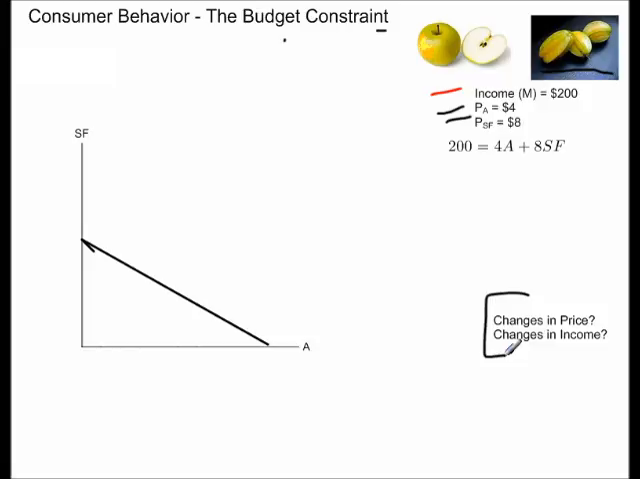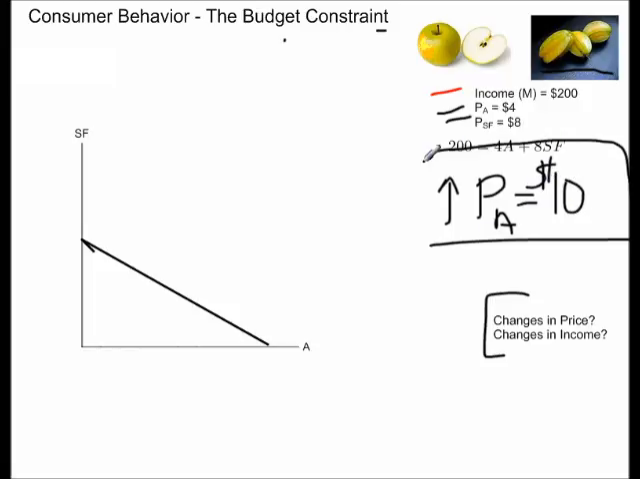Let's consider an increase in the price of apples up to $10 a pop. $10 a pop, what's that going to do to this budget constraint? Will it have any impact on my vertical intercept of 25? It shouldn't. My vertical intercept, in this case, referenced spending all of my $200 on star fruit. If I'm spending all my money on star fruit, it shouldn't matter that the price of apples went up.